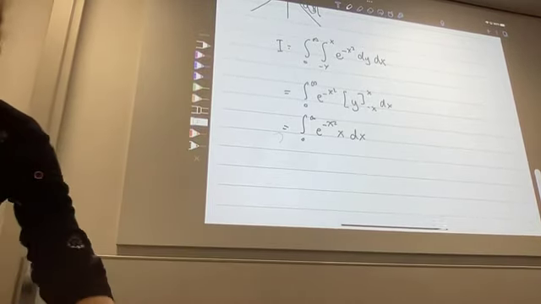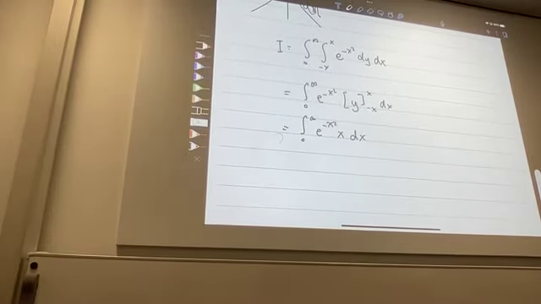Okay, and this is, is it 2x? x plus minus minus x? 2x. Thank you. Okay, and how do I integrate e to the minus x squared times x? Substitution. Minus x squared. Okay, so let u equal minus x squared. du is minus 2x dx.